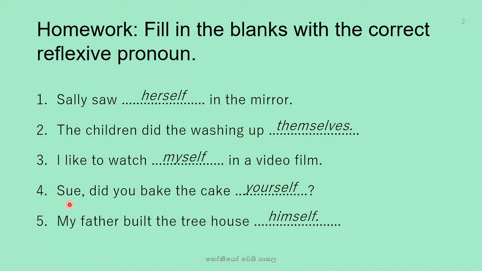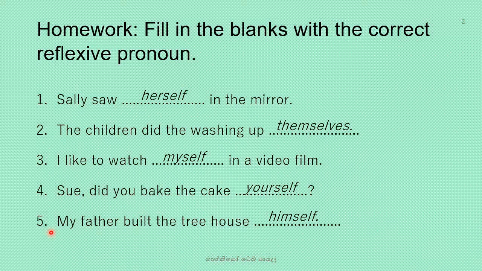Fourth sentence. Sue, did you bake the cake? Blank. It is a question. Here you can see "did you". We are asking Sue, which means it is a singular second person. Now, you. So what should be the reflexive pronoun? Yourself. Singular. Sue, did you bake the cake yourself?